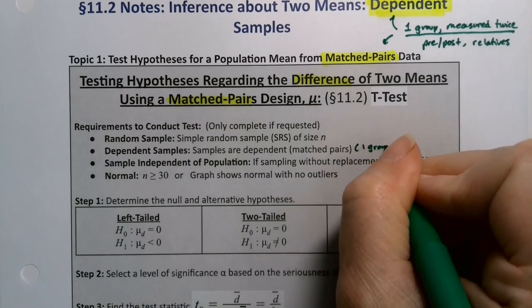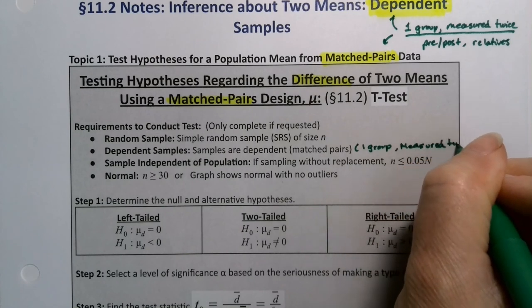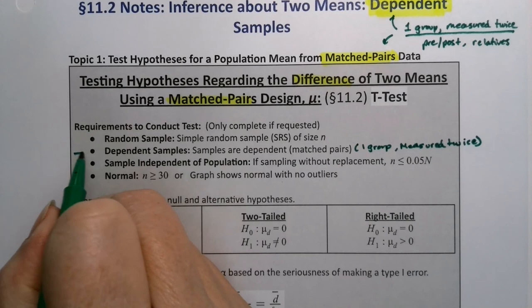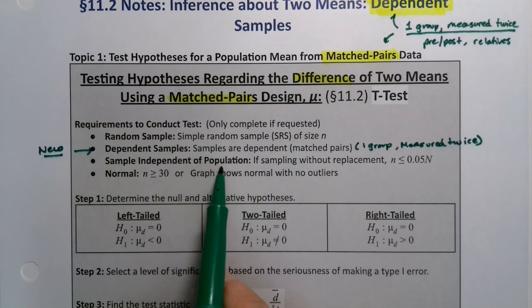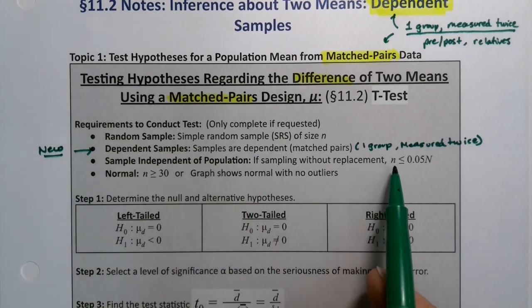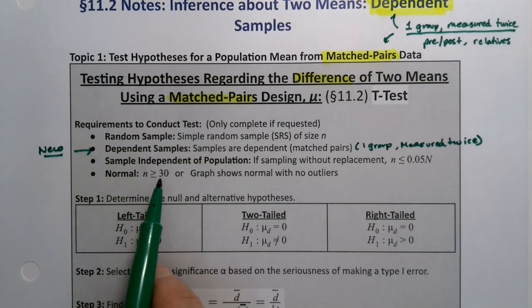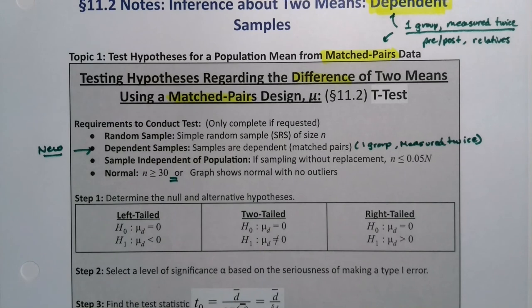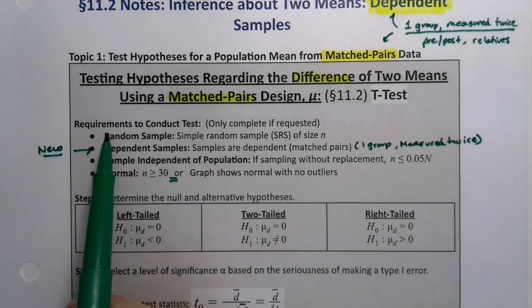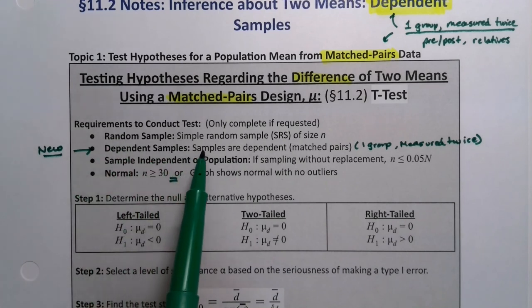One group measured twice, and that's the new part. That's the part we did not have back in chapter 10 and 9 when we were doing this before. So that's new. But the sampling independent of the population, where if you're sampling without replacement, you need little n to be less than 0.05 capital N, sample size and population size respectively, and that you need either n to be bigger than 30, or you need a graph that shows that your data set is normal with no outliers. So those three pieces, the first, the third, and the fourth, we've actually seen those before. And then the dependent sampling we saw in section 11.1.